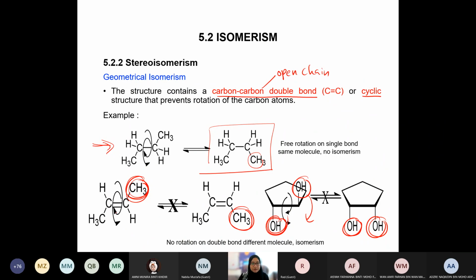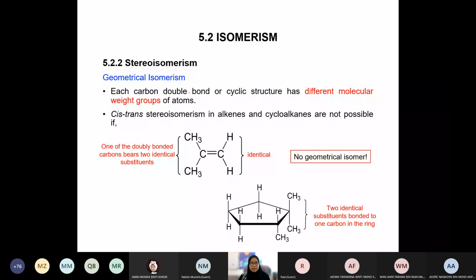Same goes to this one. Dia boleh duduk same side, keadaan tu, and then the other situation is they both at the opposite side. Okay, so this is what we call geometrical isomerism due to the unrotatable double bond. Okay, so each carbon of the double bond or cyclic structure has different molecular weight group of atom. Okay, so since trans-stereoisomerism in alkene and cycloalkanes are not possible if ni syarat dia.